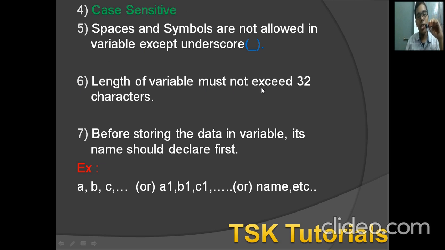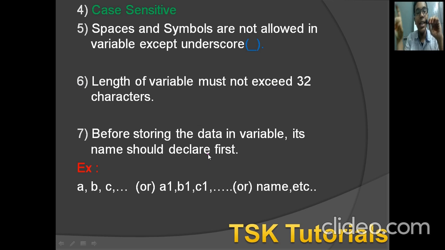Length of variables must not exceed 32 characters. The program allows 32 characters in the variable. But as I told, it's better to give short and easy words like C, which you can remember and call in a very easy manner. That's what the variable limit is. But you can give up to 32 characters, which can be accepted by the program. Before storing the data in a variable, its name should be declared first.